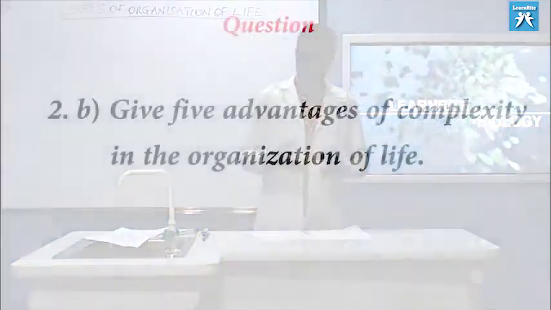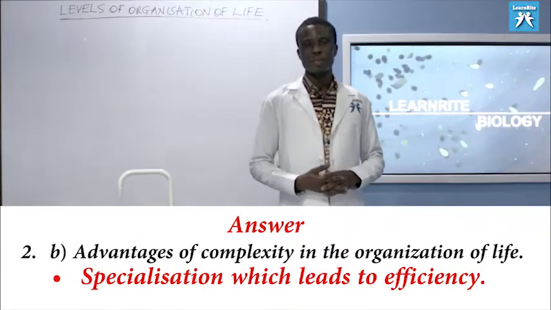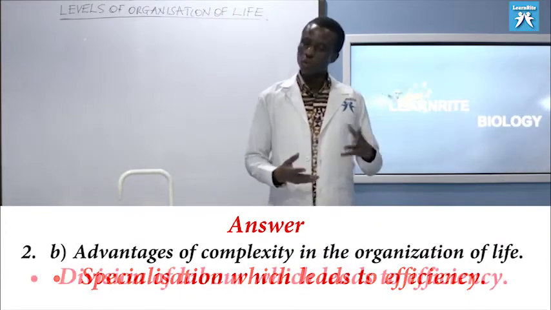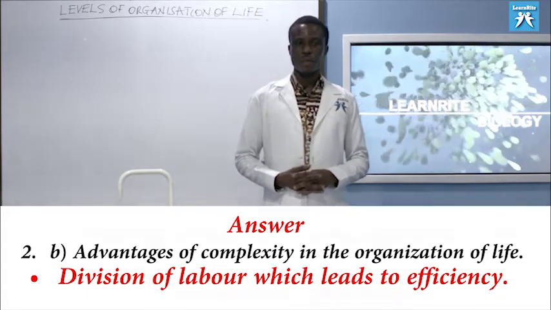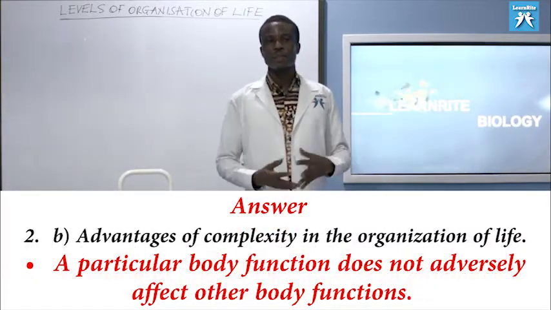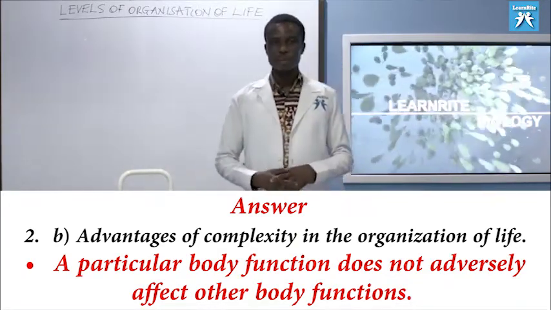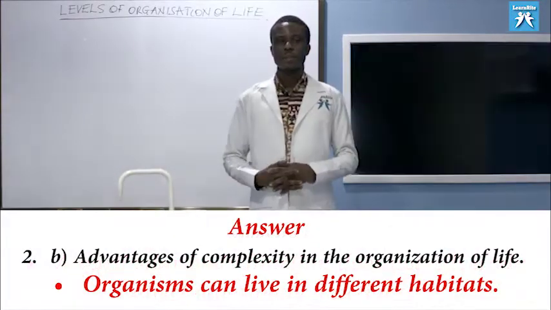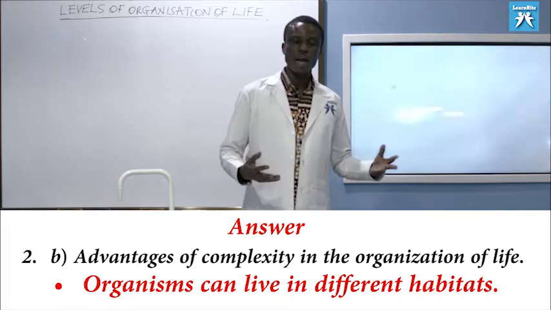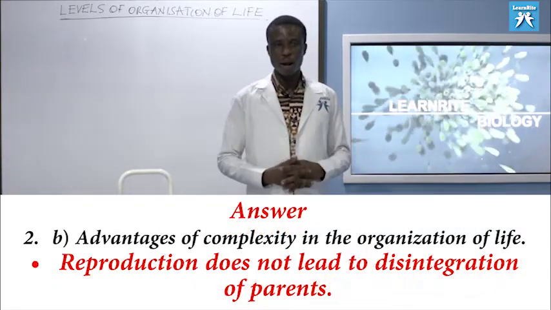Next one. Give 5 advantages of complexity in the organization of life. 1. Specialization leads to efficiency. 2. Division of labor leads to efficiency. A particular body function does not adversely affect the function of another body part. Next one. Organisms can live in different habitats. The next one. Reproduction does not lead to disintegration of the individual.